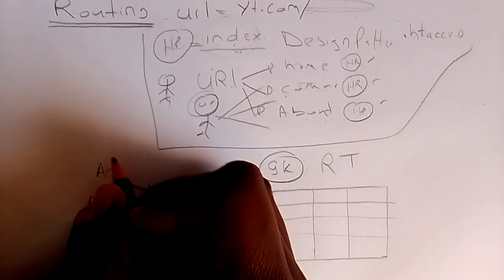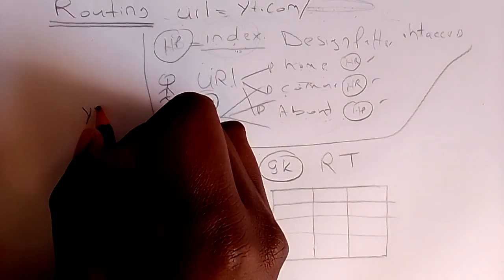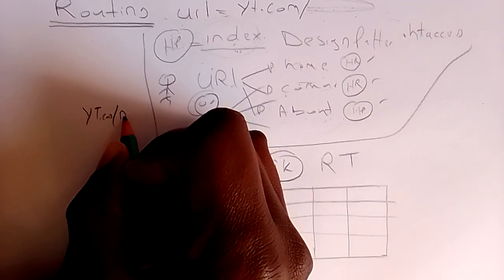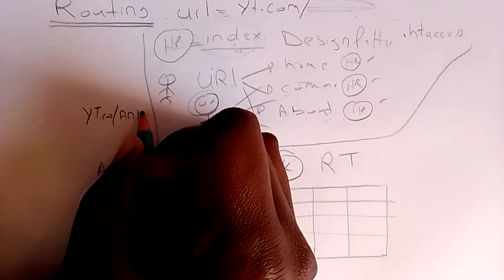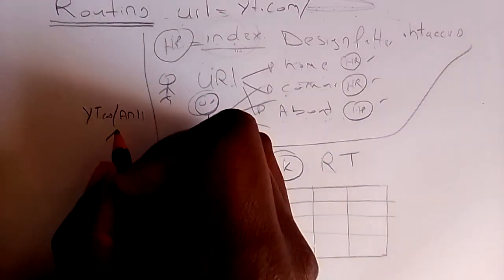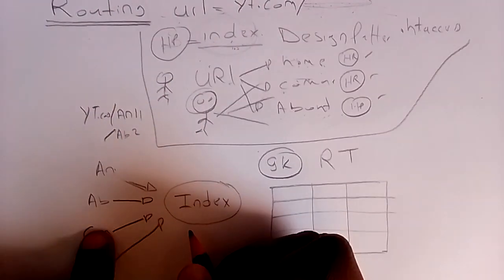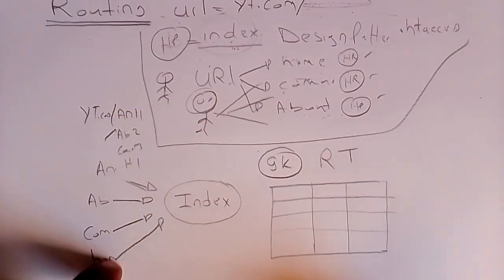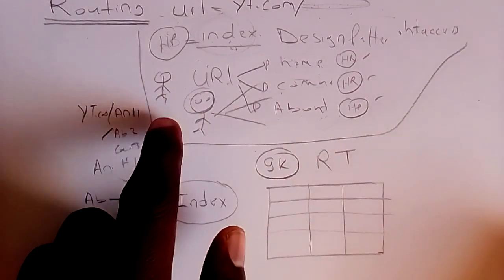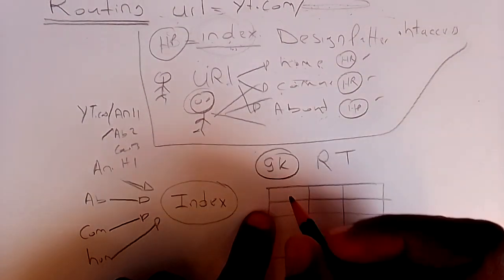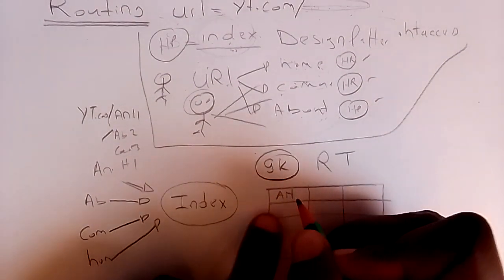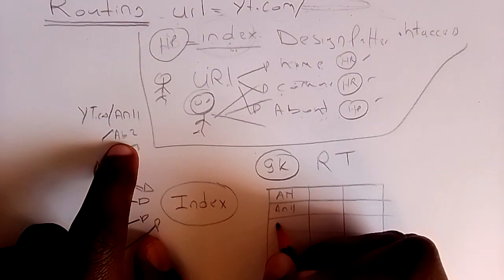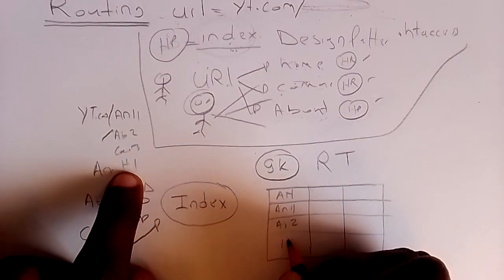Let's say that on youtube.com/ for analytics, they have ANT1. Obviously, let's say for about us, it's AB2. For community, it's COM3. And for home, it's H1. As you can see, these are different alphanumeric strings. Then now in this table, we've got the alphanumeric string, we've got ANT1, we've got AB2, and we've got H1 as home.